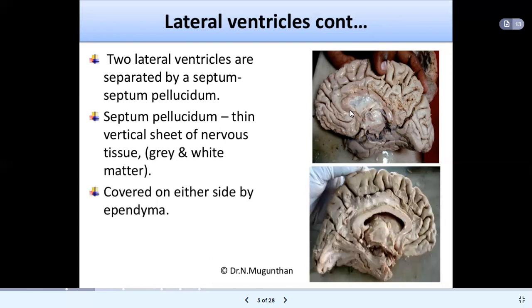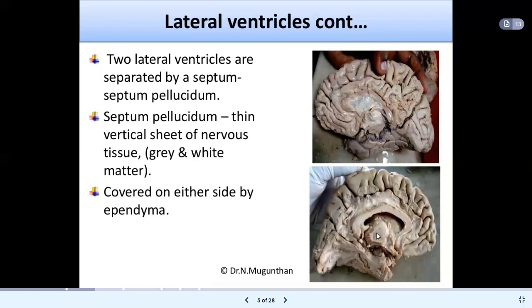Now see here, this is the corpus callosum, right? Rostrum, genu, body and splenium. From there, are you finding there is a membrane? This membrane is nothing but the septum pellucidum, which is a thin vertical sheet of nervous tissue where we have both gray and white matter. If you just cut this septum pellucidum, you are entering into this empty space. This empty space is nothing but the lateral ventricle. On each side we have one ventricle. That means we have two lateral ventricles, right?